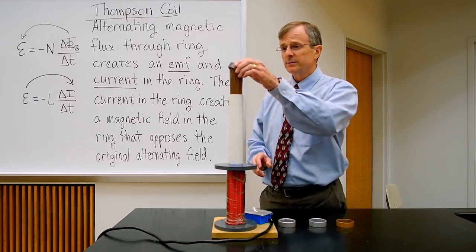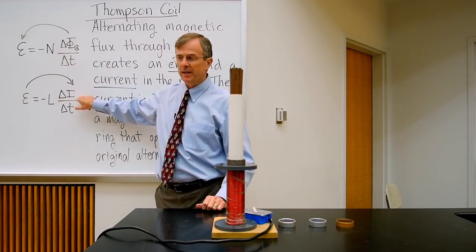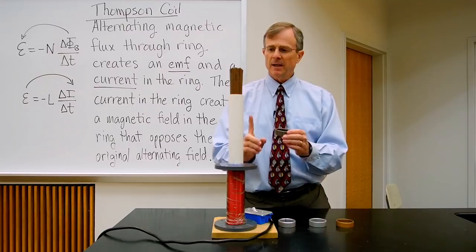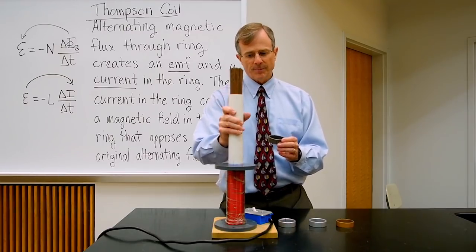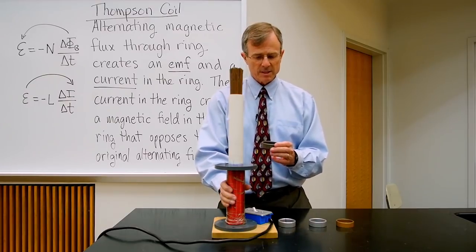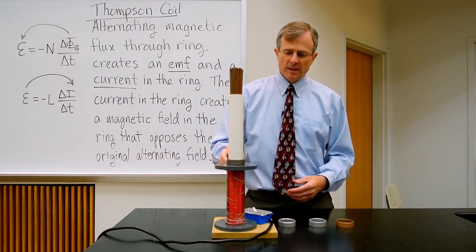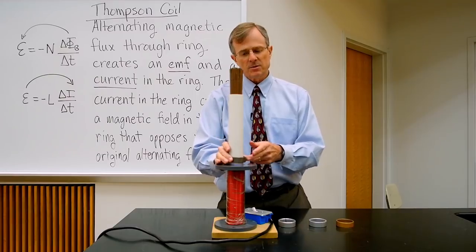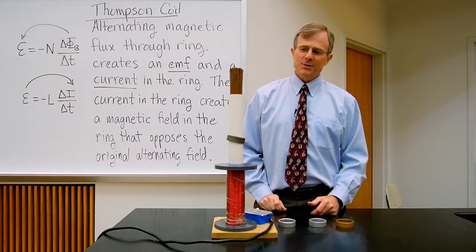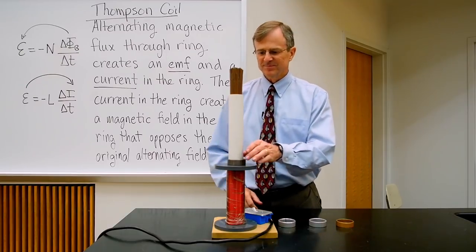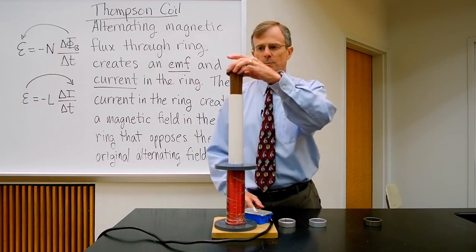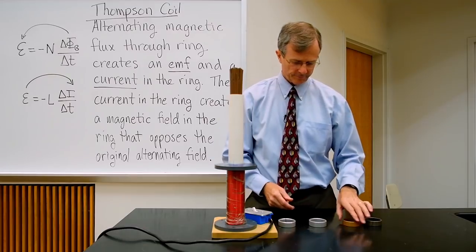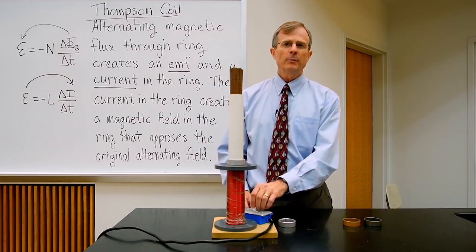But because of the two 90 degree phase lags that we talked about before, the direction of the field in this coil will be exactly opposite the direction of the field produced by the Thomson coil itself. So what happens then is that we have north pole against north pole and a repulsive force on this ring, which allows you to levitate the ring. This is a steel ring. This is brass, a little bit better conductor, and aluminum, an even better conductor.